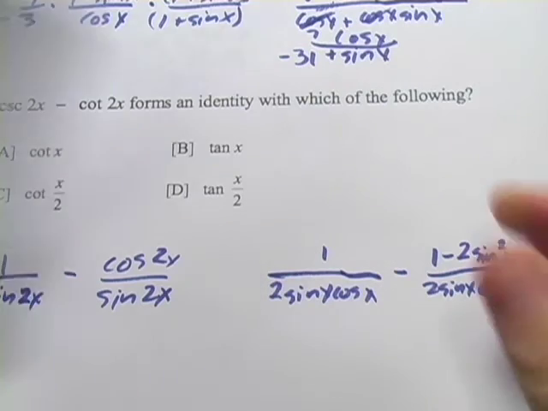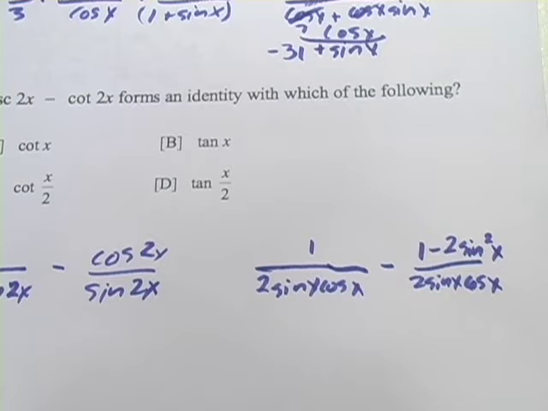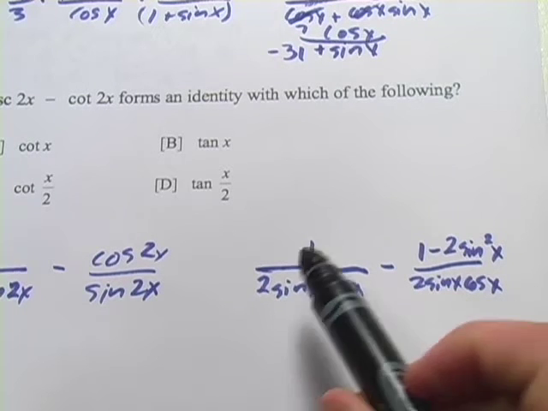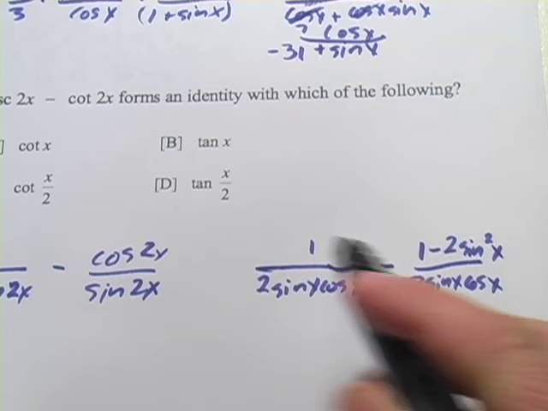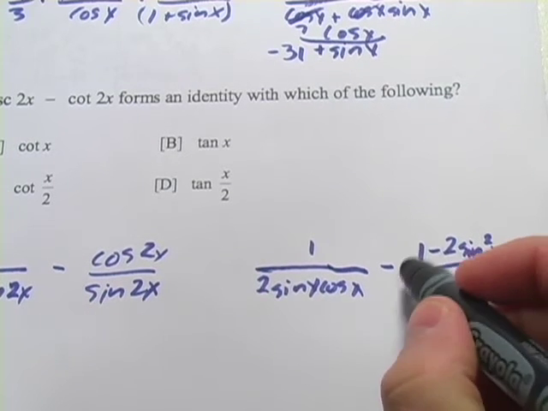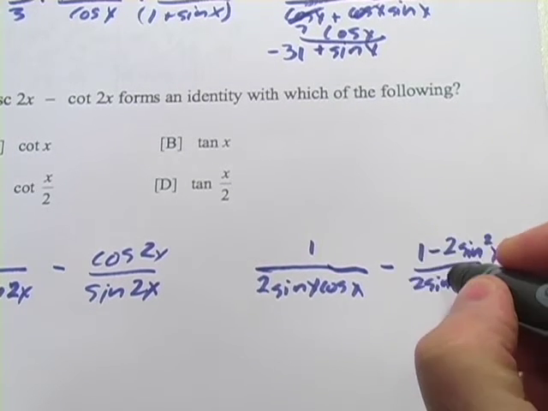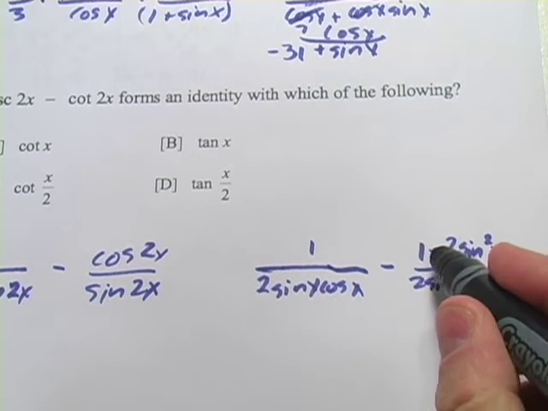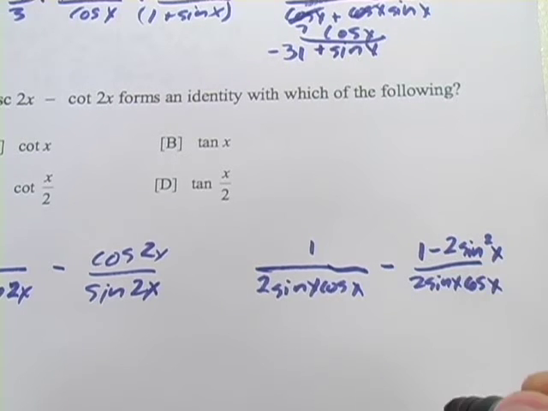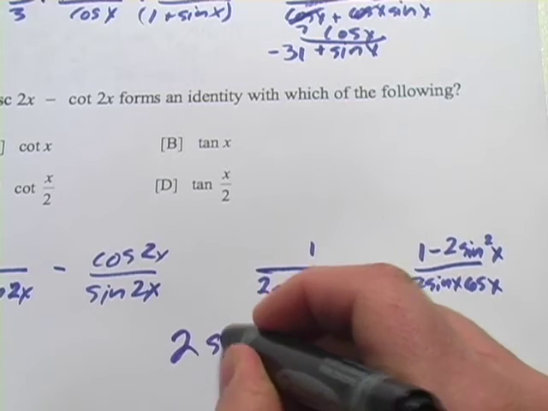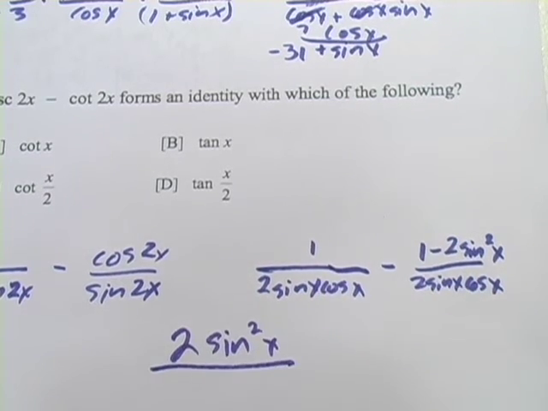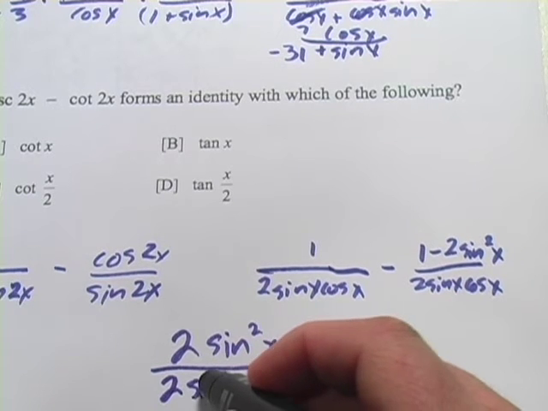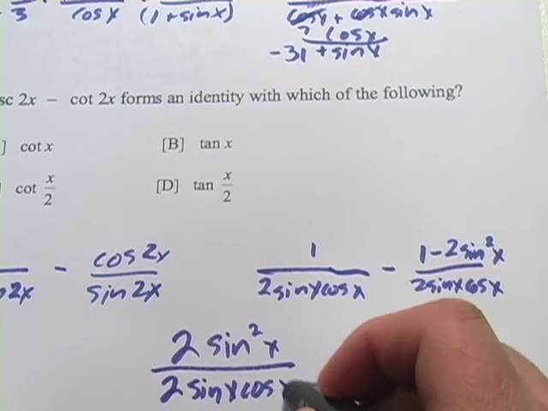Now, I've applied the double angle formulas. So how can we simplify this? Well, first we can do the subtraction. 1 minus 2 sine squared x: you can think of this as 1 minus 1 is nothing, but then minus a negative 2 sine squared x. It's going to be a positive 2 sine squared x. And then we'll put that all over the denominator, 2 sine x cosine x.